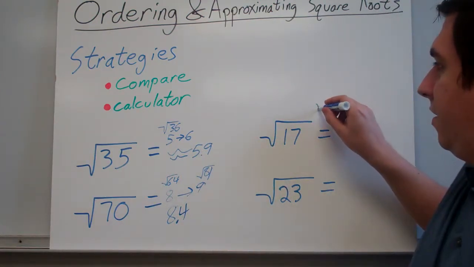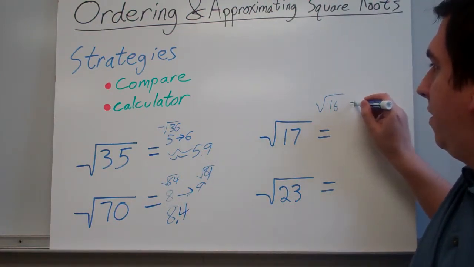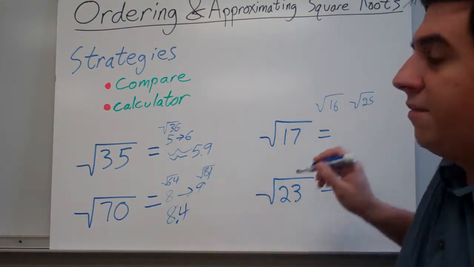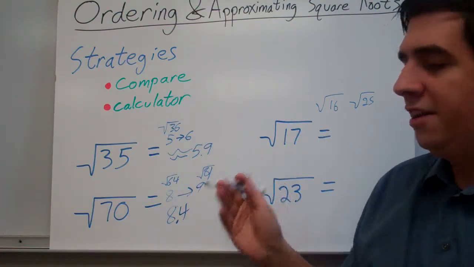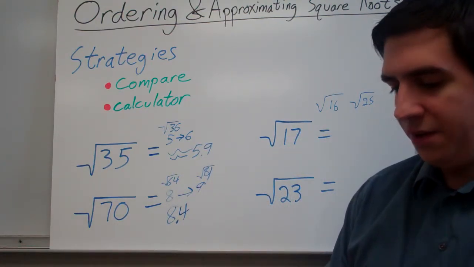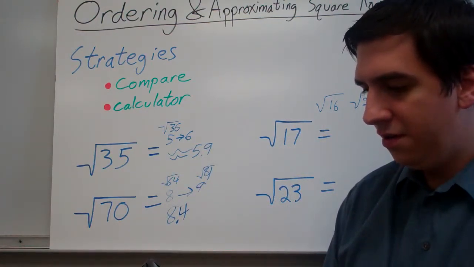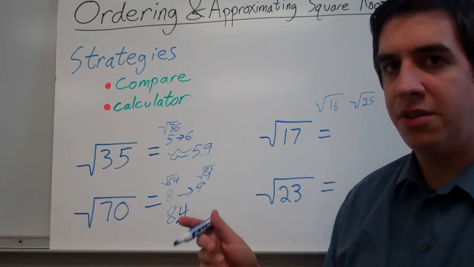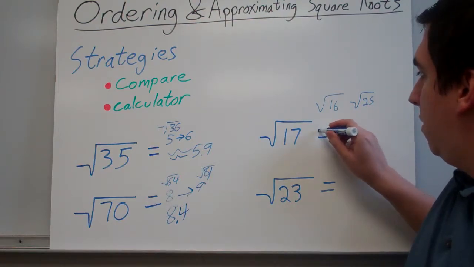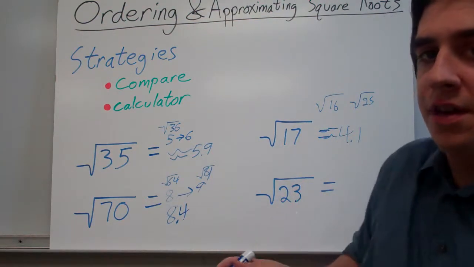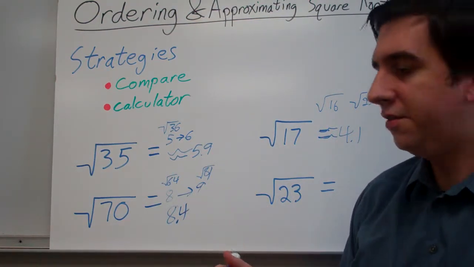How about the square root of 17? Well, that's between the square root of 16 and the square root of 25. So it's between 4 and 5. It's a lot closer to 4. If I do the square root of 17 here again, I'm going to end up with 4 and about 1/10. And I'm going to say approximate because these are approximated answers.